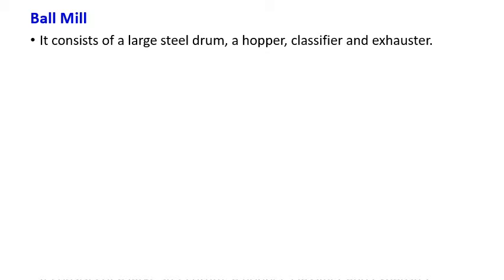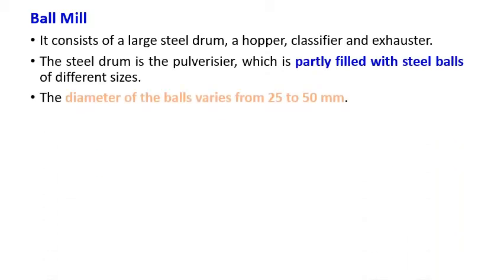The classifier classifies the size of the coal, whether it is ready to be sent to the furnace or whether further action is required. The exhauster is the passage from where the coal is taken to the furnace. The steel drum is the pulverizer, which is partially filled with steel balls of different sizes. To get the rubbing action, the steel balls are very much required. The diameter of the balls varies from 25 to 50 mm.